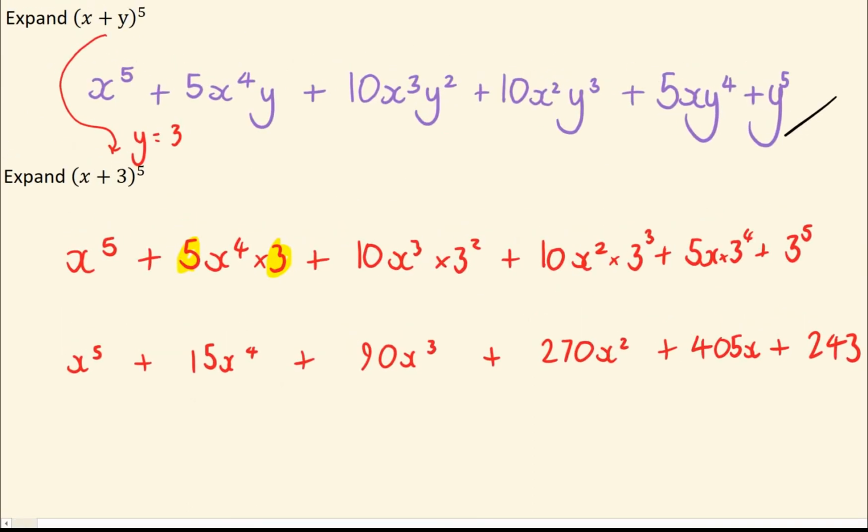Okay, so we can use it to work out slightly harder ones if we just change y. Again, all I've done here is I copy this down and I replaced every y with a number 3, and then worked out all the terms and timesed them together. So there's nothing groundbreaking there.